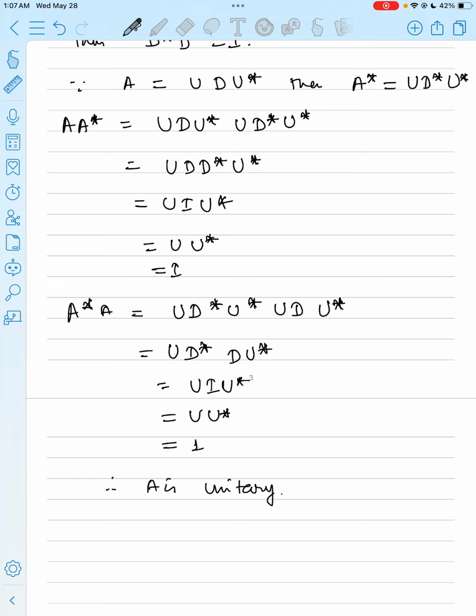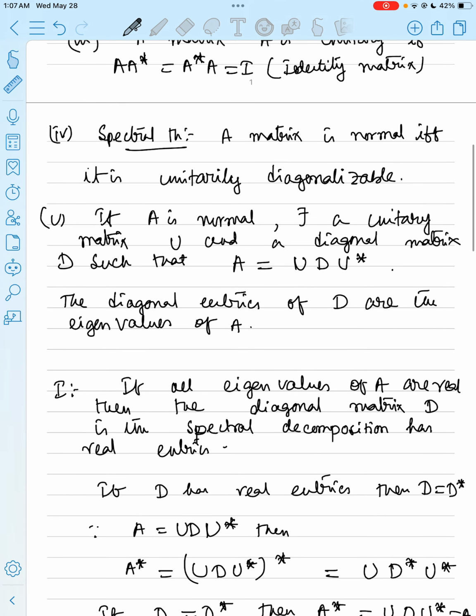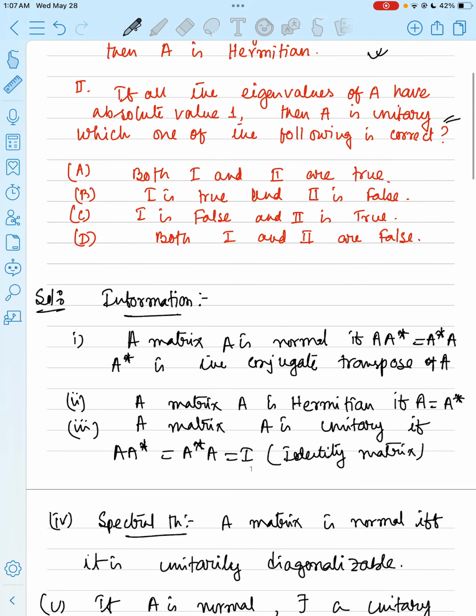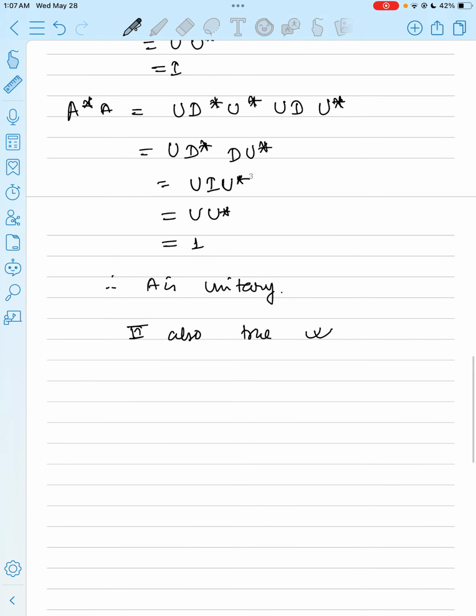So statement 2 is also true. I've already proved that statement 2 is correct, because the question asks whether A is unitary or not, and I proved that A is unitary. So the correct answer is both 1 and 2 are true, which is option A. So that's it. Thanks for watching.